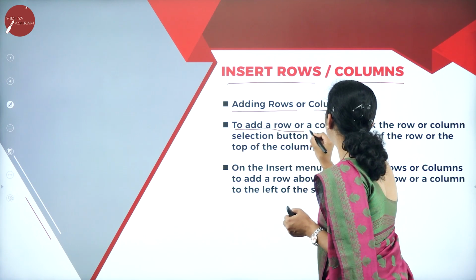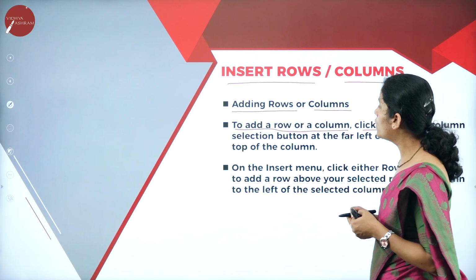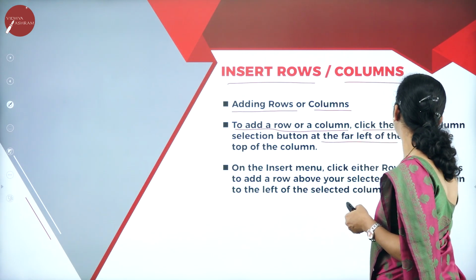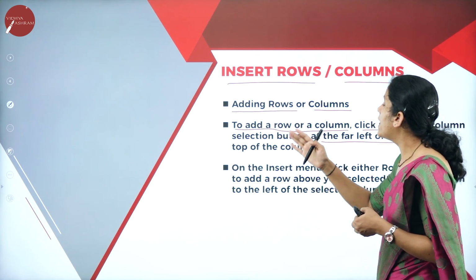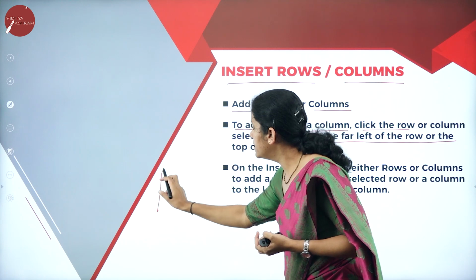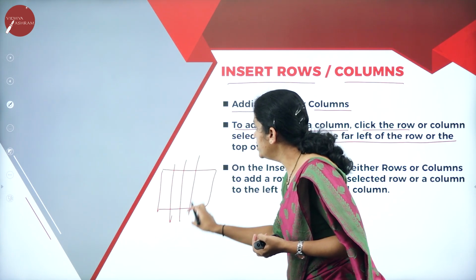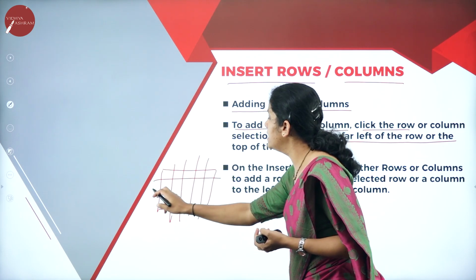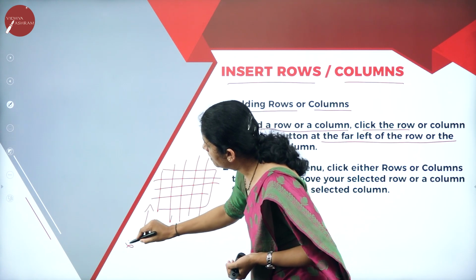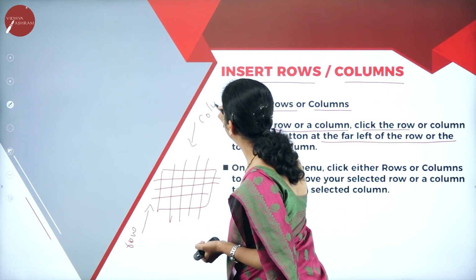To add a row or column, click the row or column selection button at the far left of the rows and top of the columns. Consider the example here. Think that this is your worksheet. This is your Excel, and this is your row and this is your column.